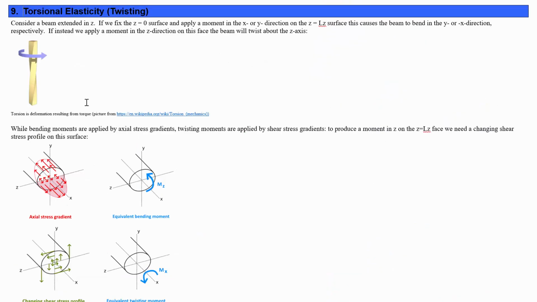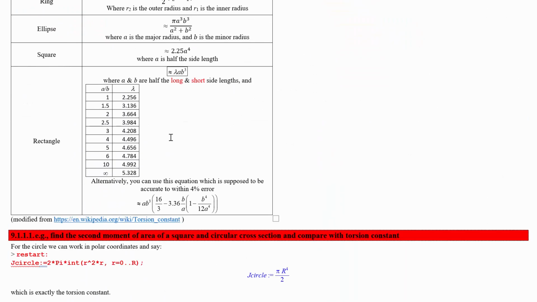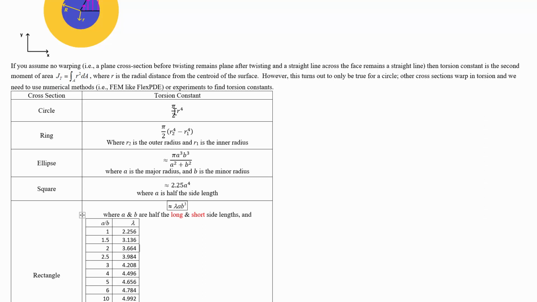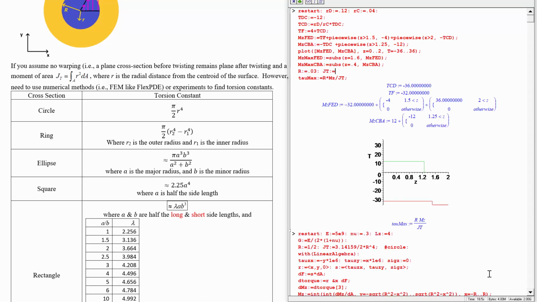So we have torsion constants in this section here in the 9.1 section. For a circular cross section, it's just pi by 2 times r to the 4. And JT then will be 3.14159 over 2 times r to the power of 4. I'm using this approximate pi so that it forces it to be a decimal number.